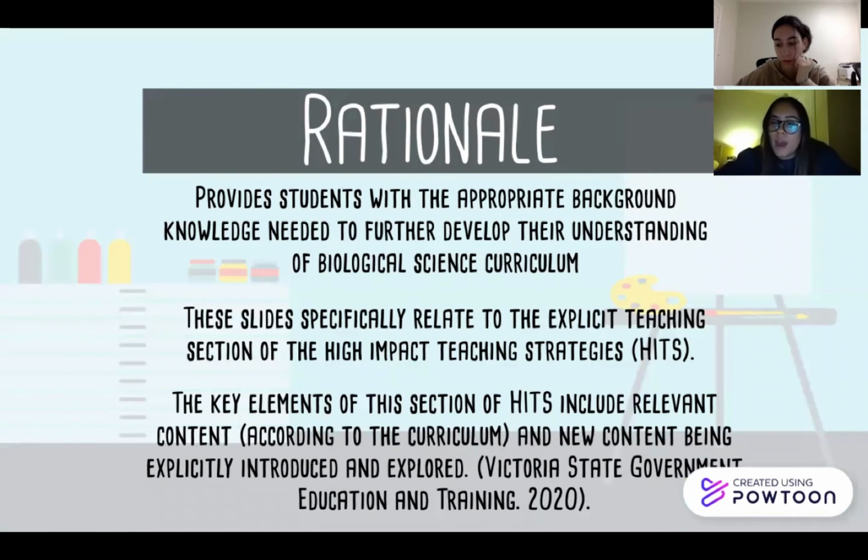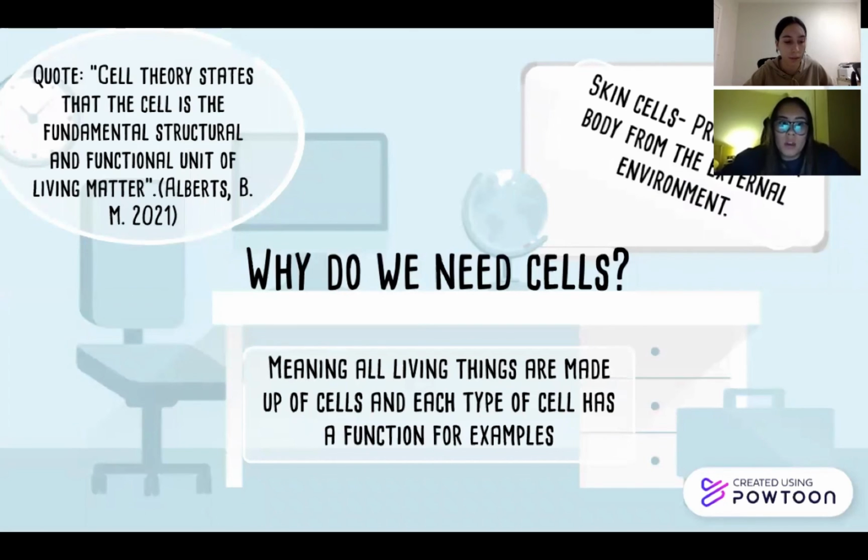Rationale. So here we have our rationale for our content slides. So content slides provide students with the appropriate background knowledge needed to further develop their understanding of the biological science curriculum. These slides specifically relate to the explicit teaching section of the high impact teaching strategies. So this is just explicit teaching content. The key elements of this section of HITS include relevant content according to the curriculum and new content being explicitly introduced and explored. So why do we need cells?